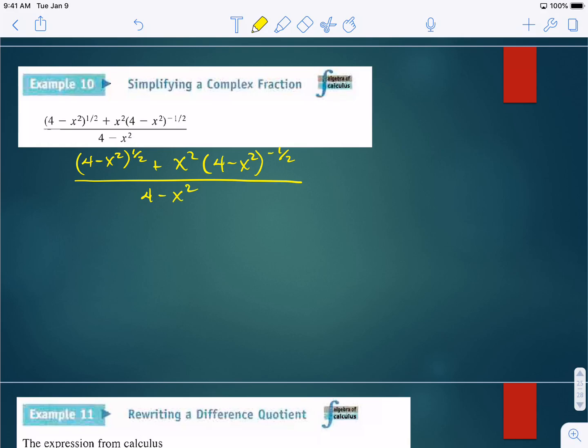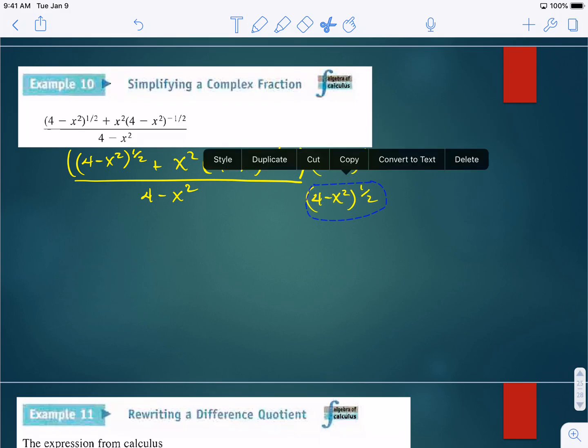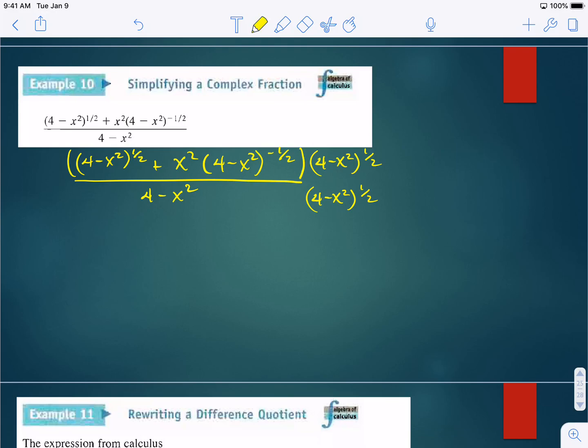And we're going to multiply the top and bottom of this large fraction by 4 minus x squared to the 1/2 power. So if I do that to the top, I got to do it to the bottom. So there's that, and I'll put parentheses around this because we have to multiply that all together. All right. So if you multiply that, notice what we get.